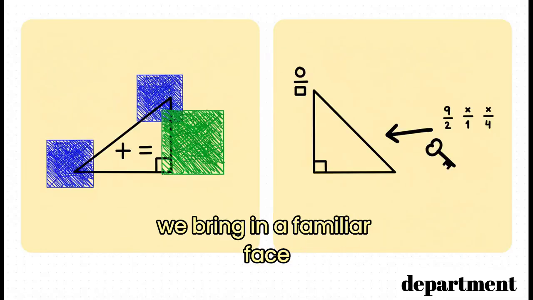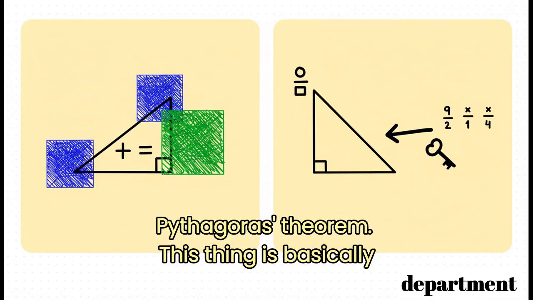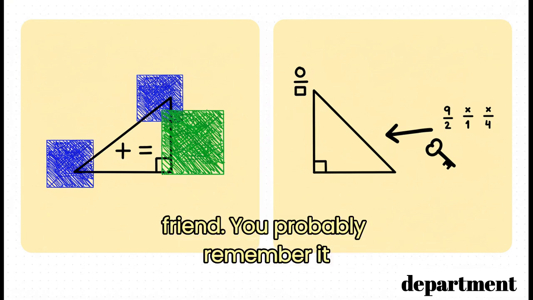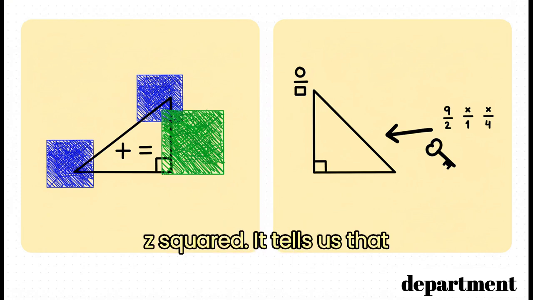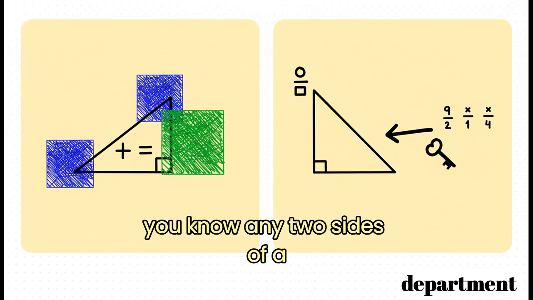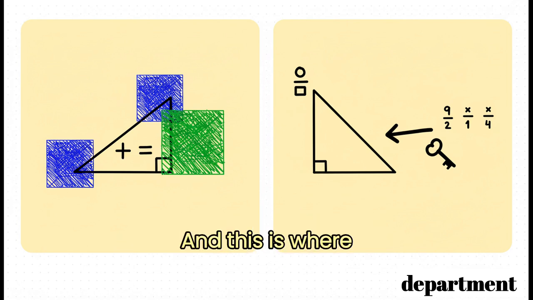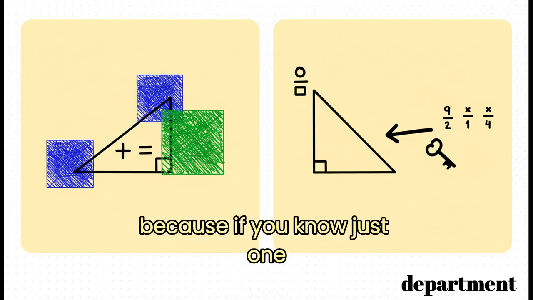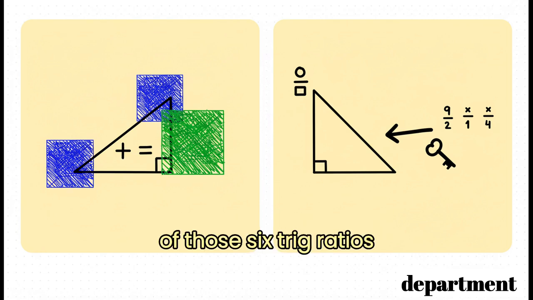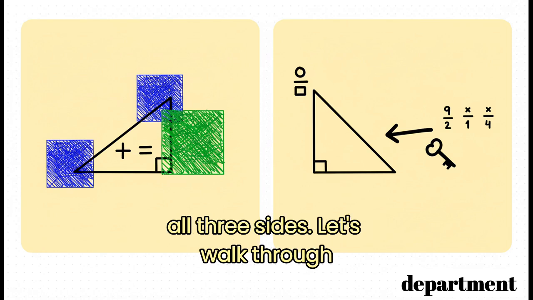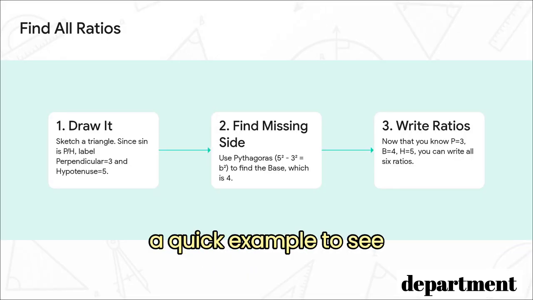And here's where we bring in a familiar face, Pythagoras' theorem. This thing is basically trigonometry's best friend. You probably remember it. a squared plus b squared equals c squared. It tells us that if you know any 2 sides of a right-angled triangle, you can always find the third. And this is where it gets really powerful, because if you know just one of those 6 trig ratios, you can use it with Pythagoras to figure out the lengths of all 3 sides. Let's walk through a quick example to see how this works.